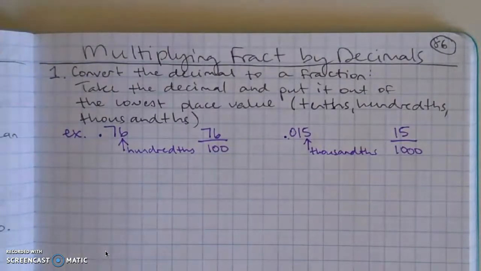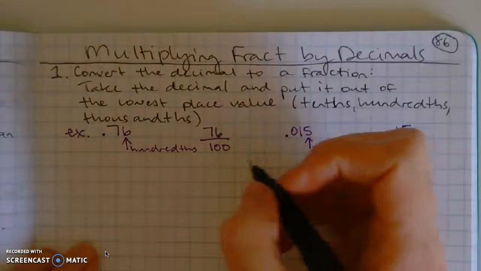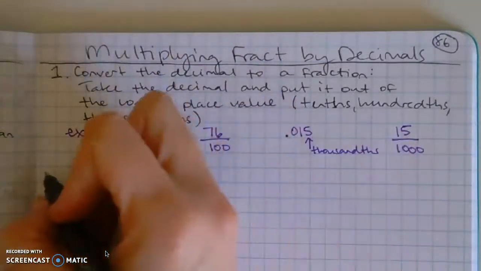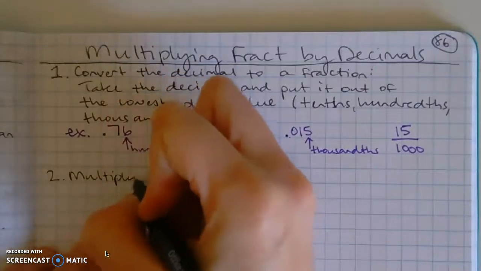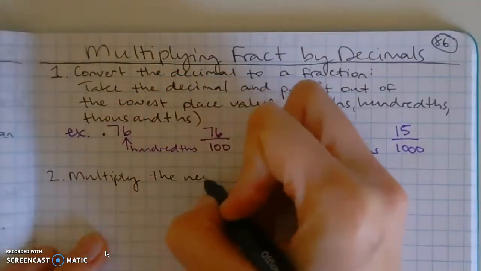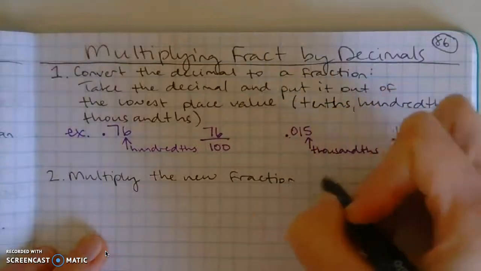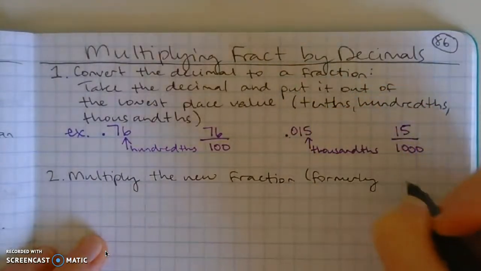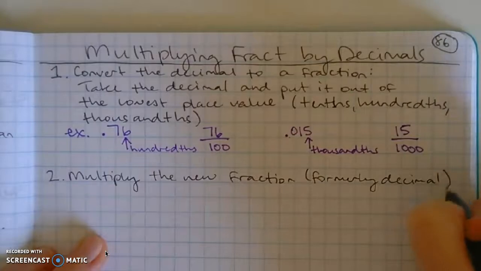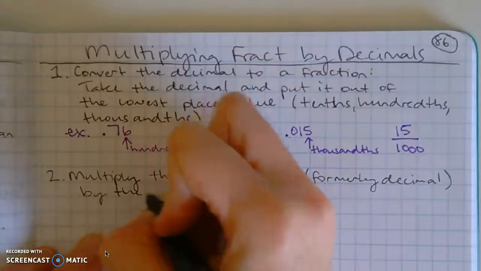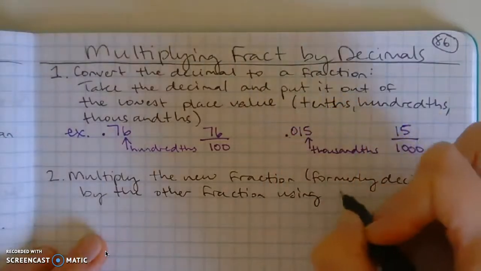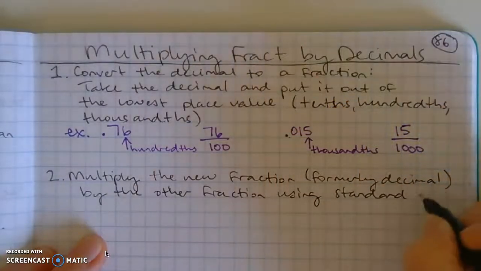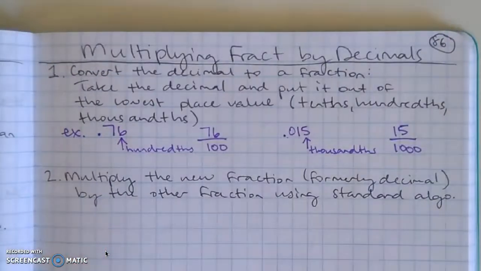And now that you have it in your fraction form, you're going to do what you did on the other side, which is multiply the new fraction, which is formerly your decimal, by the other fraction using the standard algorithm. Okay, so let's do some examples here.